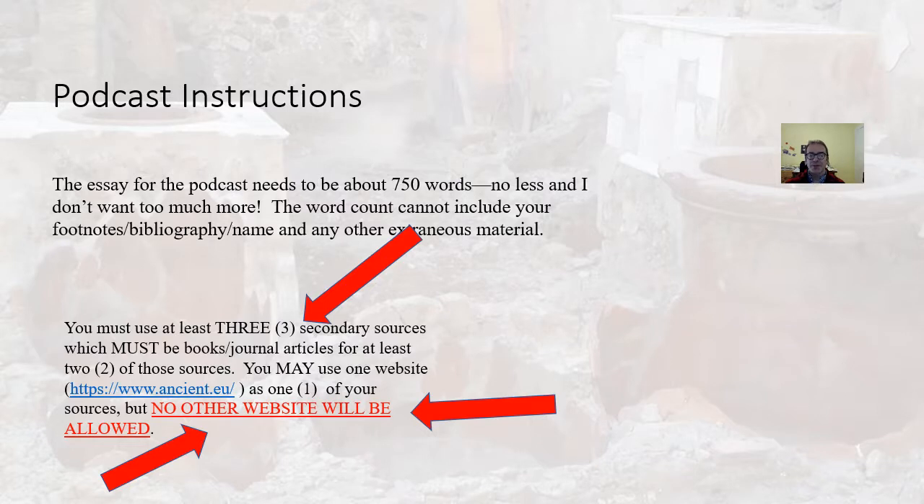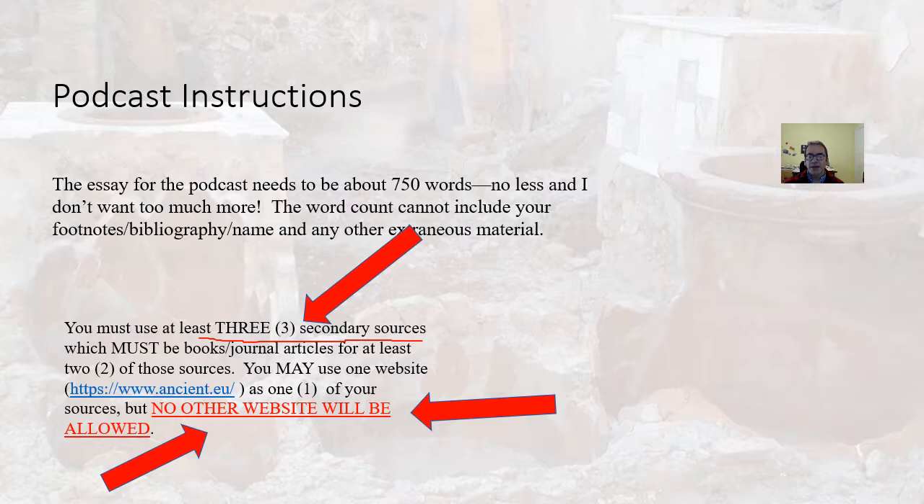In terms of what this essay/podcast will be, it's about 750 words. It's about 2.5 pages. I don't want it too much less than that, and I don't want it too much more. I want to let you know, word count does not include the footnotes and bibliography or your name or any other material that's not the actual essay itself. The essay that you will read for your podcast must have 3 secondary sources. I talked about what a secondary source was in a previous video. This is anything written by scholars today. So, 3 sources.